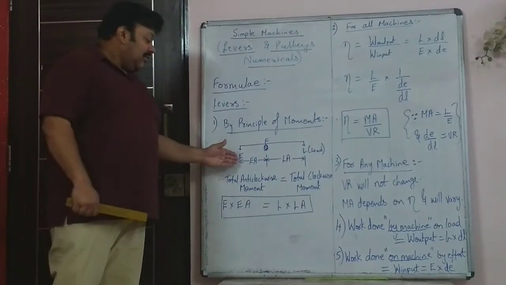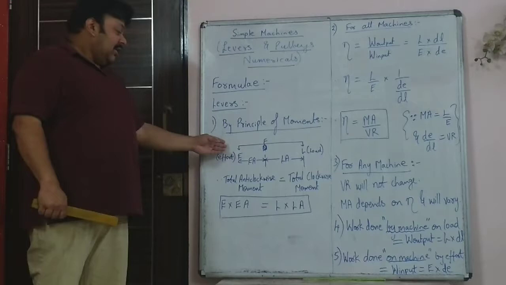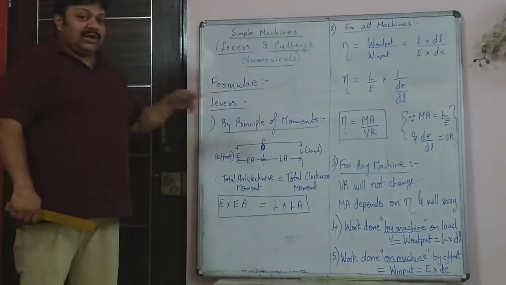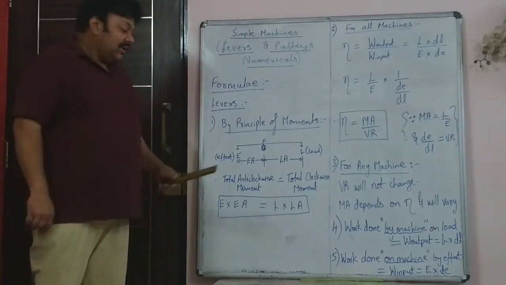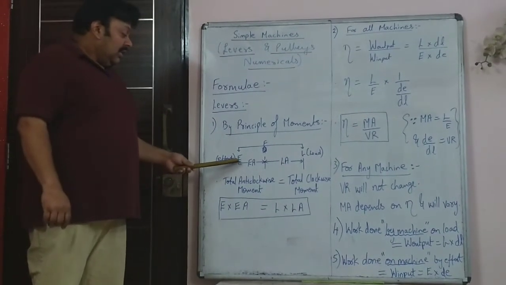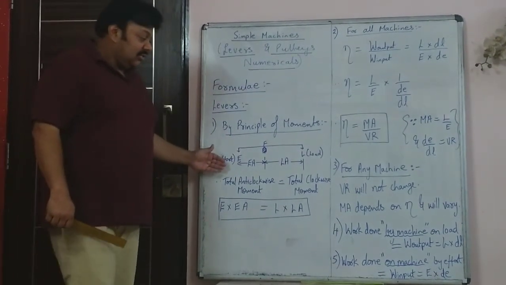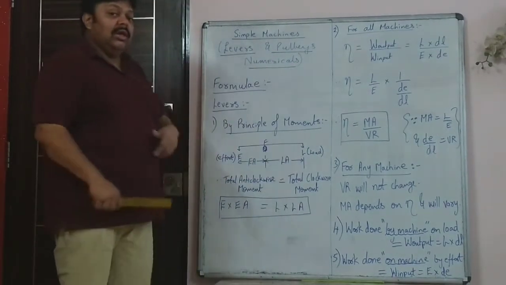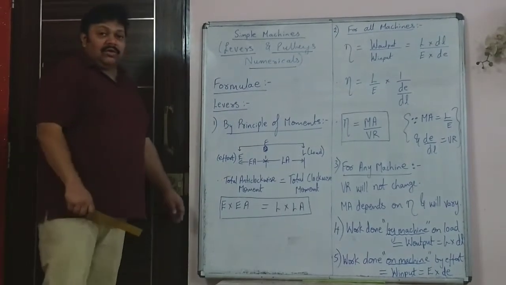On one side you have the effort, on the other side you have the load. So this is the input side of the machine, that is the output side of the machine. This I had explained in the first lecture of simple machines, the very first video. So here effort is the force that is applied on the input of the machine, and load will be the force that is overcome on the output of the machine. So the effort is the input, load is the output.